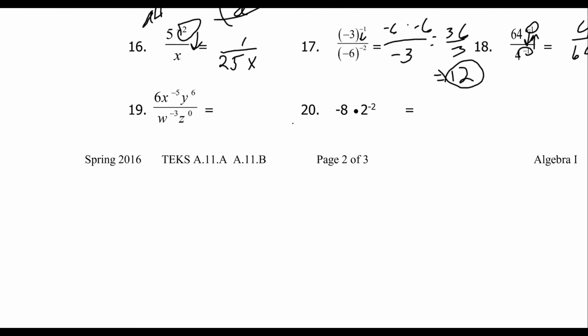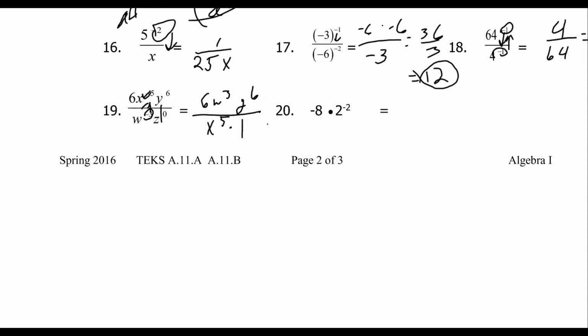Alright, now number 19. We have 6x raised to the negative fifth, y raised to the sixth, and w raised to the negative third, z to the 0. Now, this z to the 0, we know that's going to be 1. W to the negative third, that means that we need to go up. This needs to come down. Okay? So that means that we're going to have 6 w to the third, y to the 6th, over x to the 5th, z to the 0, which is 1. You can actually drop the 1 if you feel like.